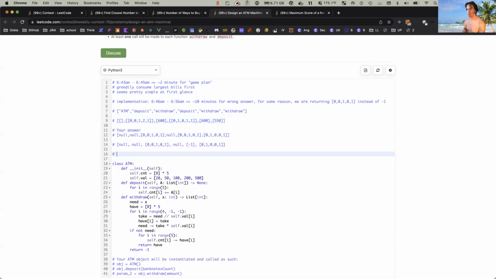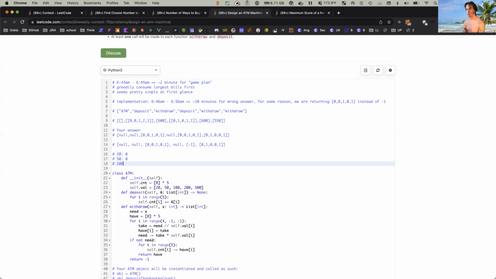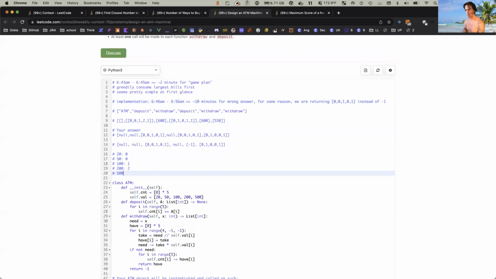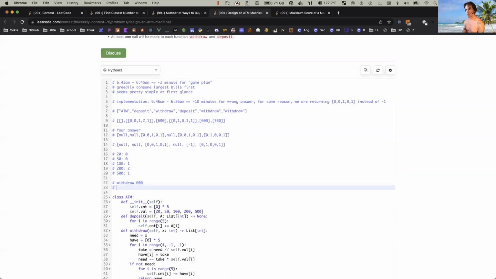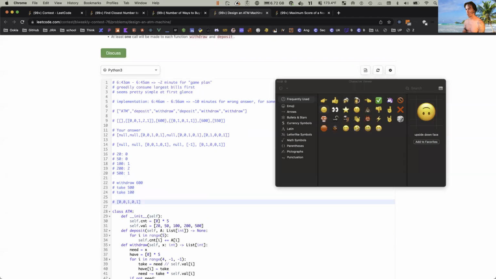Okay, so when we deposit, we have 0.20s, 0.50s, 1/100, 2 200s, and 1 500. Okay, so that's my deposit. And then I want to withdraw 600. Should take a 500, take 100. That's what we're saying. 500, 200, 100. Okay, so that's right. Checks out.